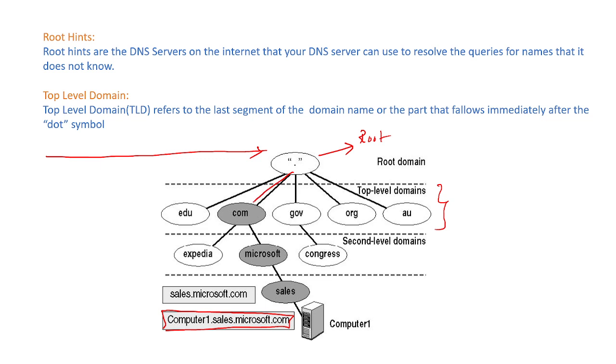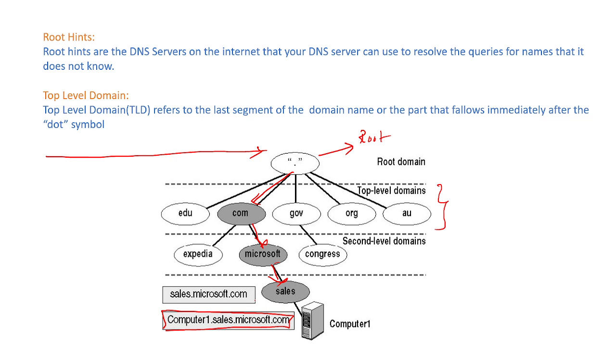Then the request will come to com. Then the query asks again, hey com, do you know who is this computer1.sales? That com will tell, I don't know who is the person called computer1.sales, but I have a person called Microsoft. Can you please check with him? Then again the query, hey Microsoft, do you know a person called computer1.sales? Then he will tell, I don't know who is computer, but I have a person called sales. You can ask this person called sales.